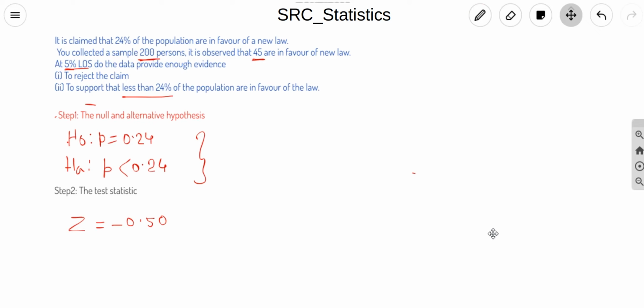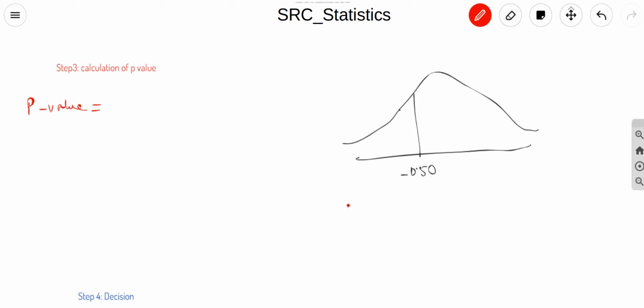Then we do the same problem with the help of the p-value approach. The null and alternative hypotheses remain the same, and the test statistic is calculated to be Z equal to negative 0.50. Step 3 is the calculation of the p-value. The p-value will be based on the calculated test statistic, negative 0.50, at the left tail of negative 0.50. Since this is a left tail test, the p-value will be only at the left tail.